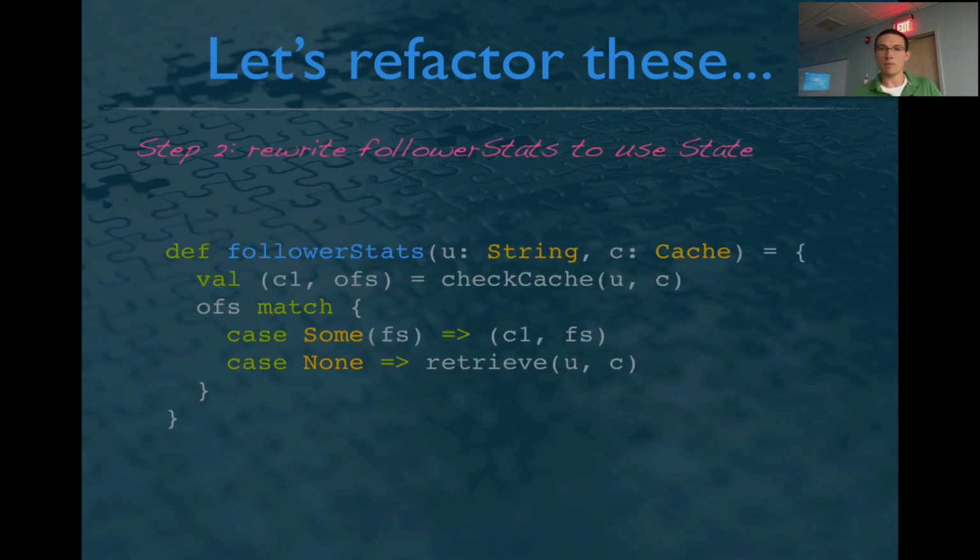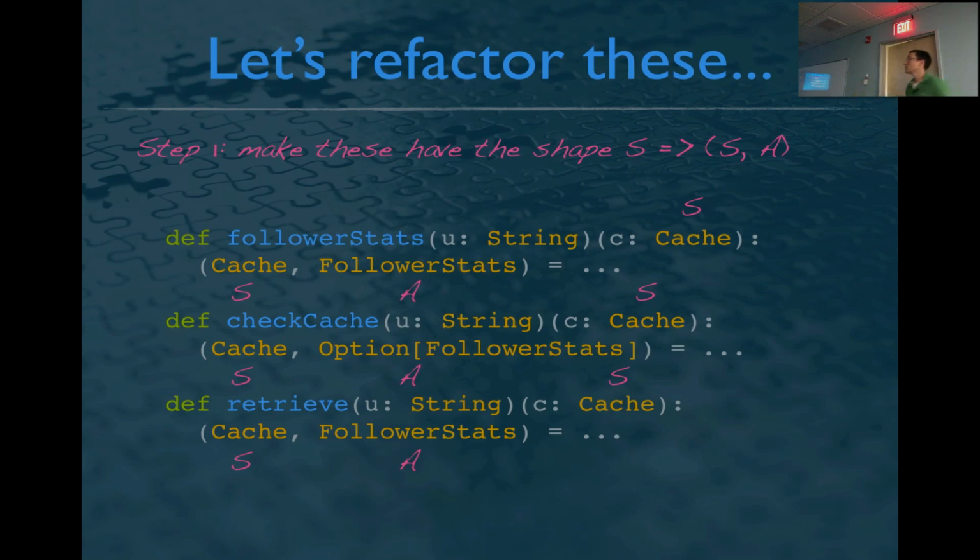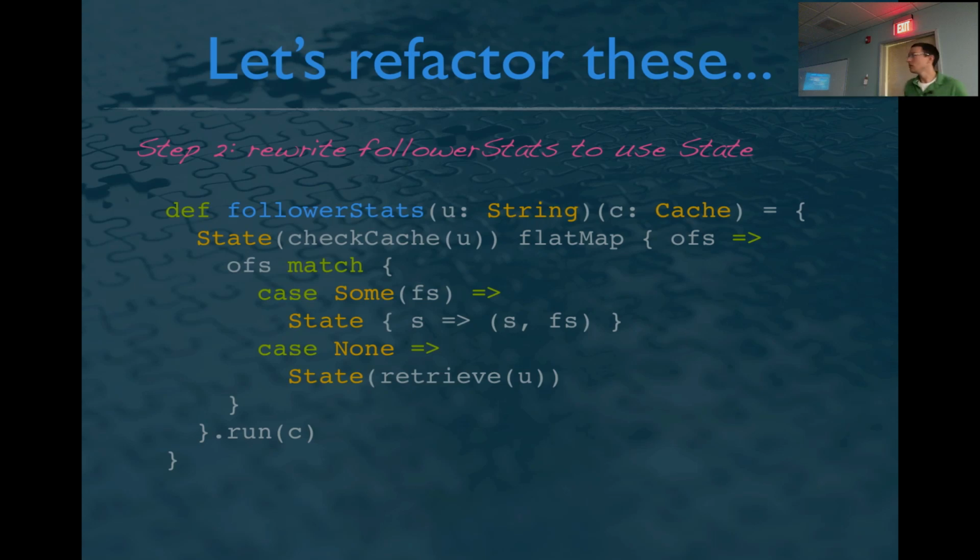Yeah, so the idea is, look at the signature. The return value of follower stats is cache comma follower stats in a tuple. But if you look at the expression, basically everything up to that dot run, the type of that expression is state of cache comma follower stats. So I have a state of cache comma follower stats, and I need to get that to a tuple of cache comma follower stats. And the simplest way to do that is just run the function, giving it an initial state. And I have an initial state because I have that C as a parameter up top.